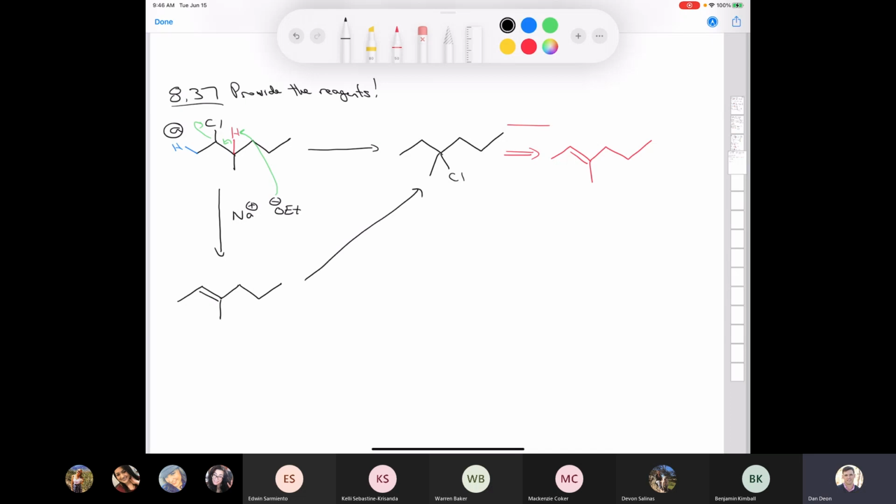And now all I have to do is a Markovnikov addition of HCl across that bond, and I've moved the chlorine from this carbon over to this carbon. That's all I did.